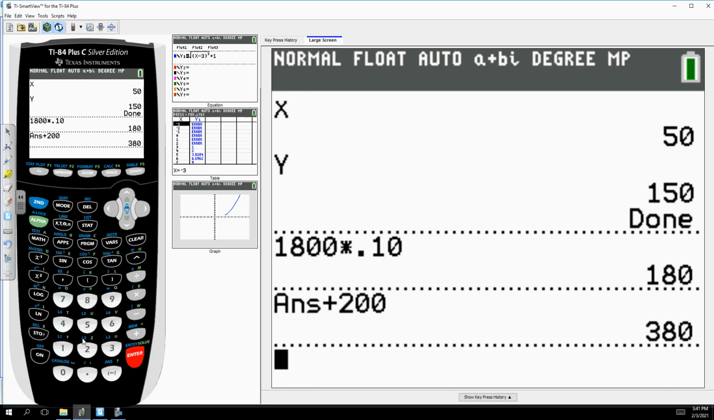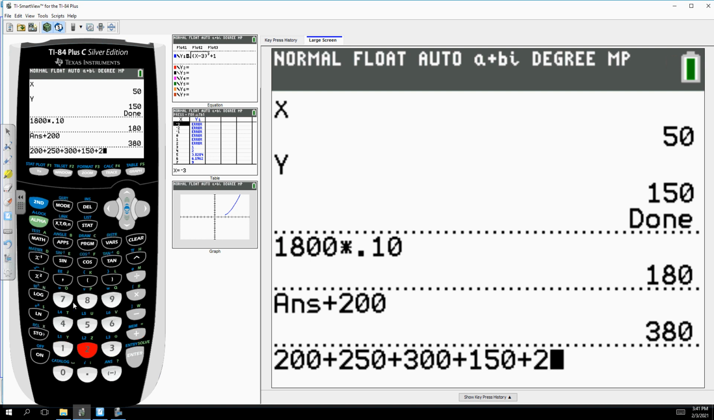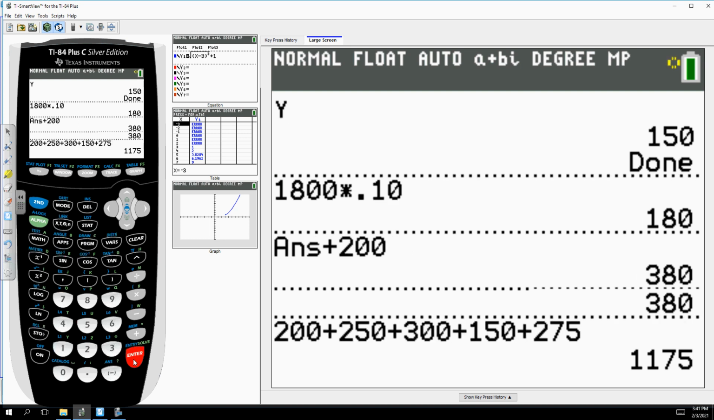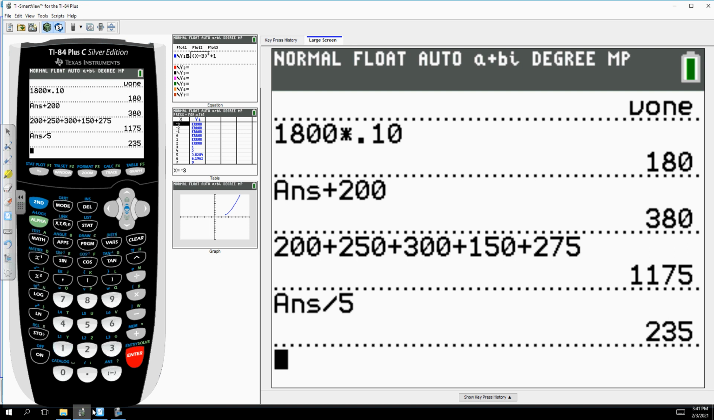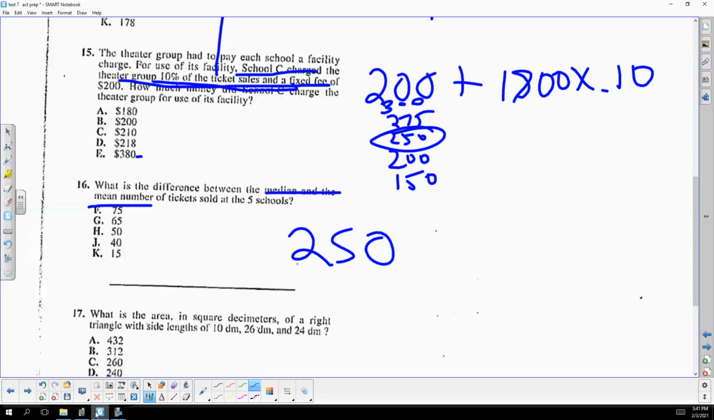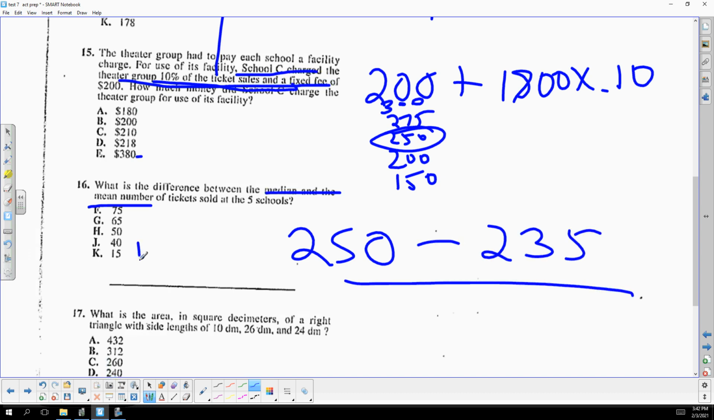Mean is the average, so I have to add up 200, 250, 300, 150 and 275. I get that number and I divide by 5 different schools, and it's 235. That's the average. So what's the difference between them? K, 15.